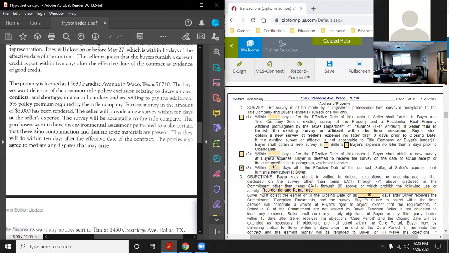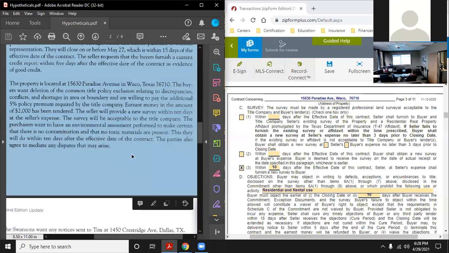Let's see. The purchasers want to have an environmental assessment performed to make certain that there is no contamination and no toxic materials are present. That would require an environmental, what's it called now? I have it in here. Environmental assessment, threatened or endangered species and wetlands addendum. So there's a whole form that goes through all that stuff. That is basically saying that they want that addendum in there as well.